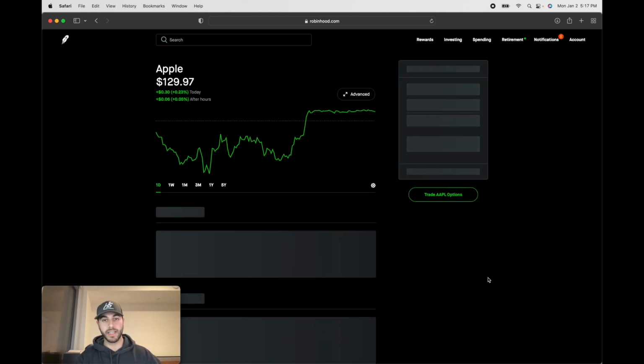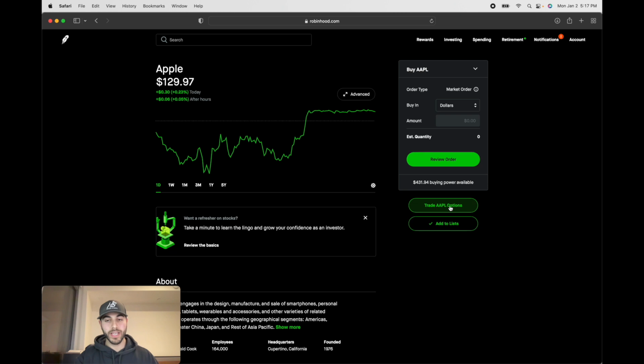We're going to take a look at Apple, and we're going to go to Trade Apple Options. If you are not able to see this Trade Apple Options button, then you probably have to apply for options trading. You can do so under your settings. Any broker that you're using generally will want you to apply. That way you sign a few documents, because options trading has a lot of rules, and they want to make sure that you know your stuff before they let you trade options.